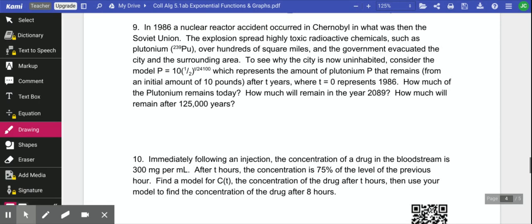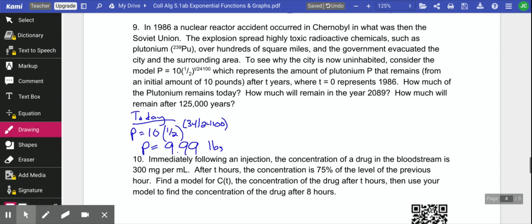So let's see. Today, the amount of plutonium is 10 times 1/2. You're going to need to put this in parentheses. So our time since 1986. So let's see. Is that 34 years? Does that sound right? I think that sounds right to me. So 34 divided by 24,100. Okay, need a calculator for this. So when I put that in, 10 times 0.5 to the parentheses, 34 divided by 24,100, we find that we still have 9.99 pounds. So a little bit's decayed, not very much.